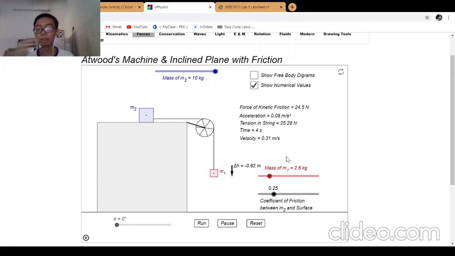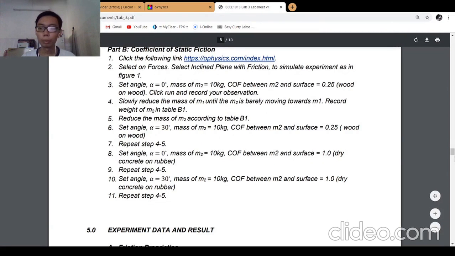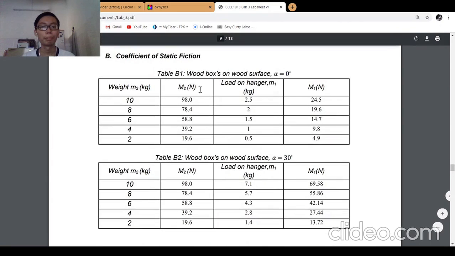Okay, so we need to observe the static friction, so we adjust it to 2.5. So what we need is 2.5 because the block stops. Okay, so we record 2.5 kilogram to table B1. Okay, reduce the mass of M2. So this is the table B1.